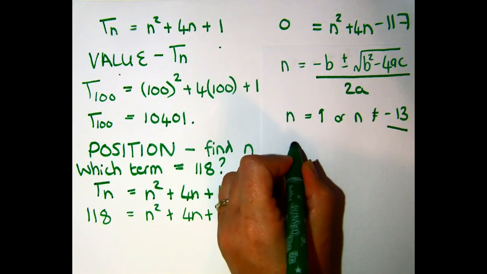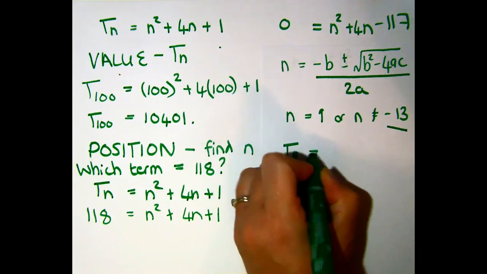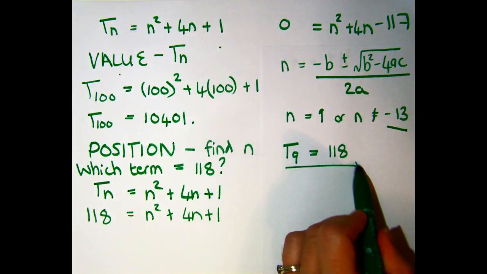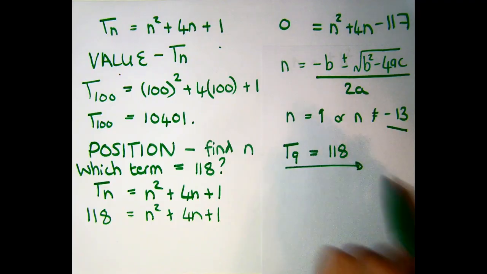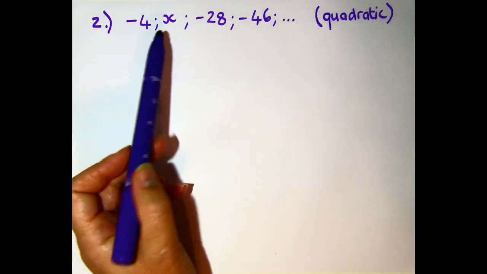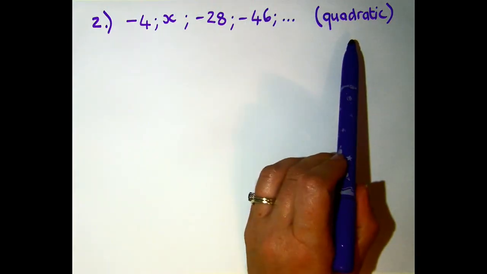Okay, so that means that T9, that's the answer we got out, T9 is 118. And that's your answer for finding the position of a value that they gave you. This is an example that requires you to apply some of the previous steps to one where they don't give you the second term, but they do tell you that it's quadratic.